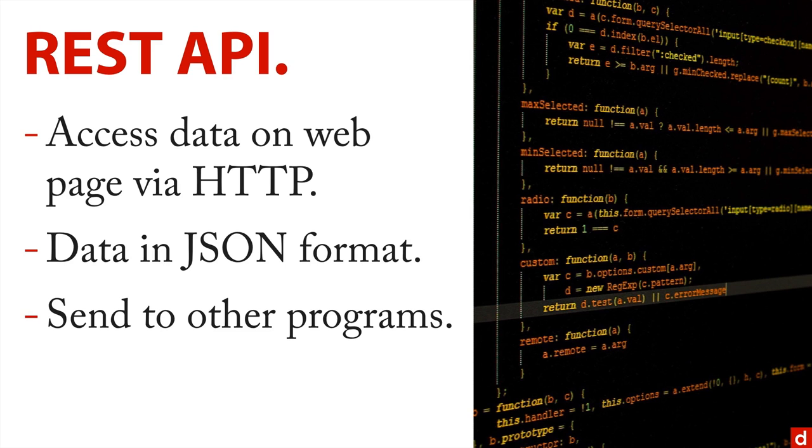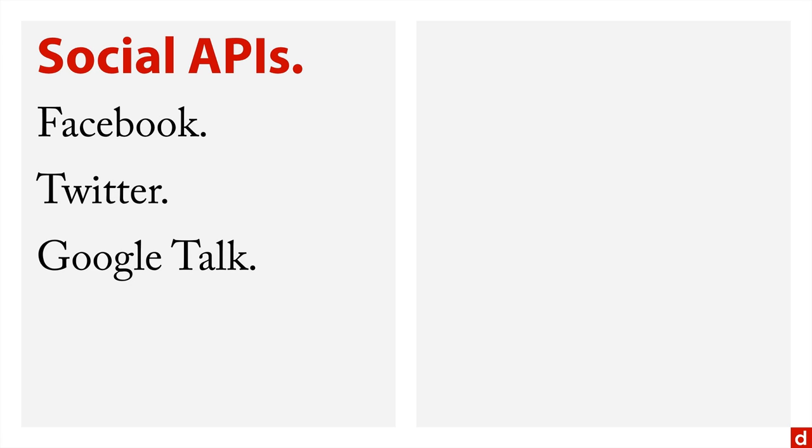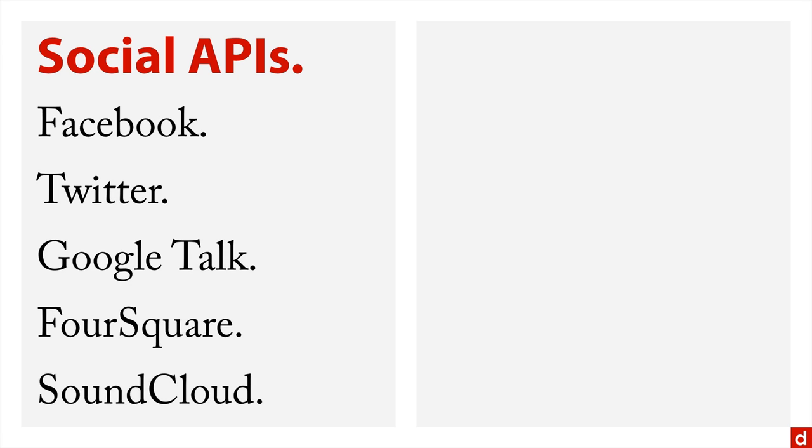And the nice thing about REST APIs is that they're what's called language agnostic, meaning any programming language can call a REST API, can get data from the web, and can do whatever it needs to with it. Now, there are a few kinds of APIs that are really common. The first is what are called social APIs. These are ways of interfacing with social networks. So for instance, the most common is Facebook. There's also Twitter. Google Talk has been a big one, and Foursquare as well. And then SoundCloud. These are on lists of the most popular ones.